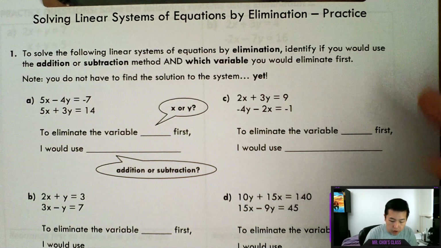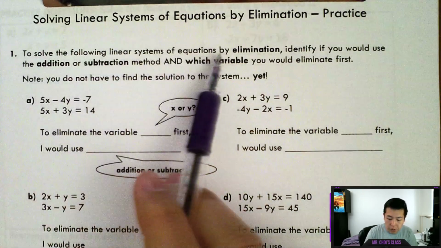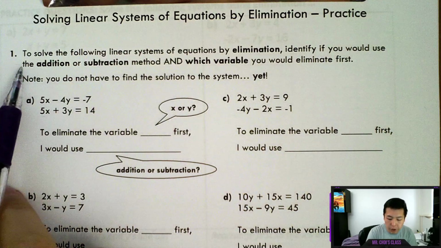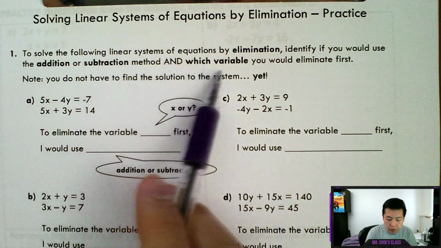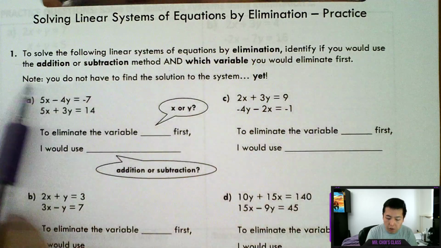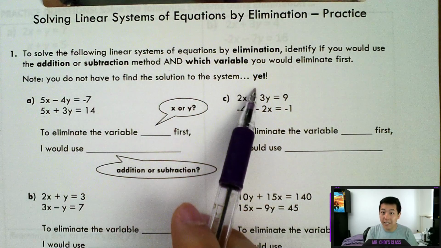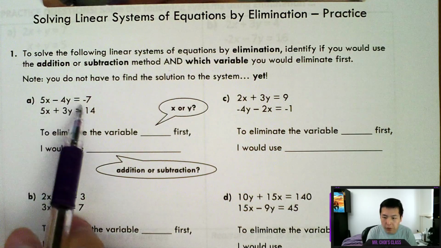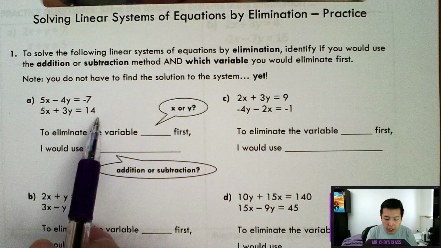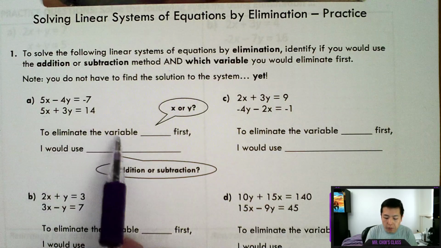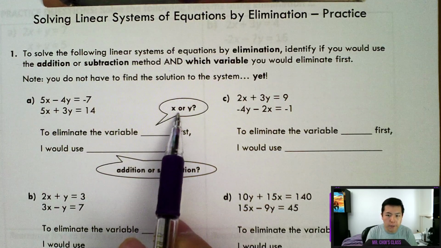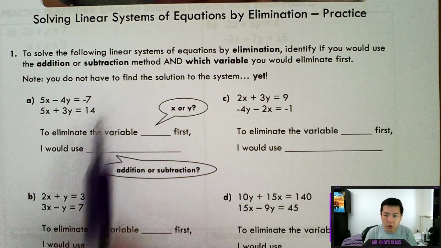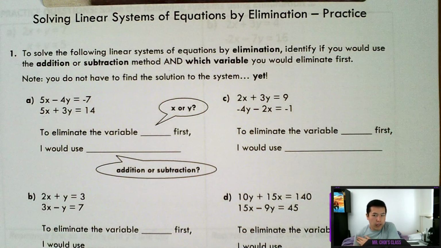To solve the following linear systems by elimination, identify if you would use the addition or subtraction method and which variable you would eliminate first. Note, you do not have to find the solution to the system yet. For 1a, 5x minus 4y equals negative 7, 5x plus 3y equals 14. I need to eliminate x or y first in this case. Looking at these two equations, do I get rid of x or do I get rid of y? Okay, x or y.